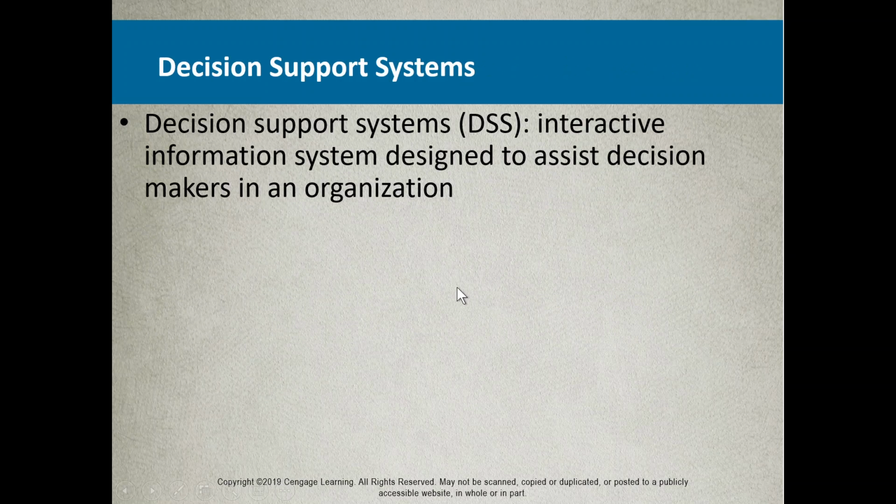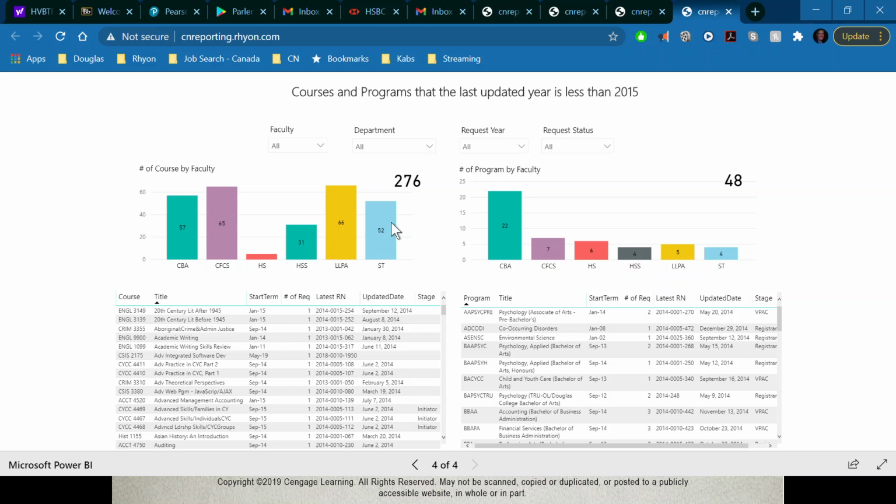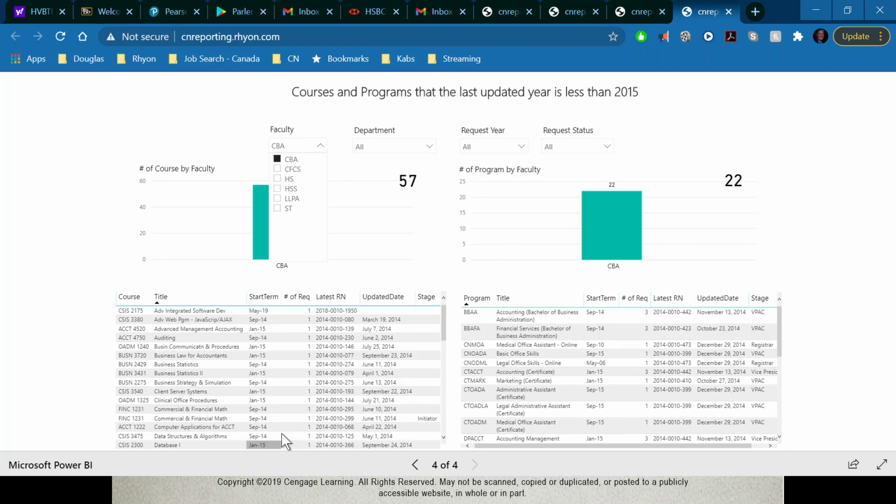All right, so decision support systems, I think we've talked enough about that. These things are usually interactive, so you can put in variables to see how things change dynamically. The system that I showed you earlier could be considered a decision support system, because people can type in their own variables. They may want to have just CBA, for example, and that's just the CBA data. So it helps them make decisions with more specialized goals or objective questions that they might have.